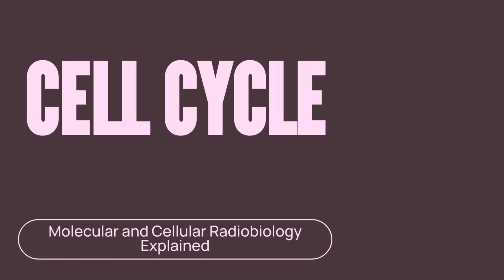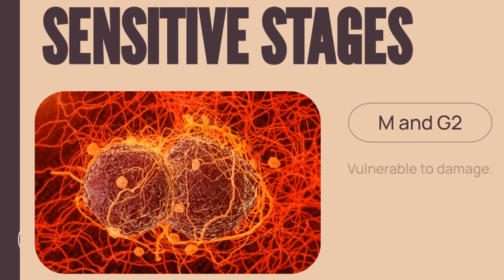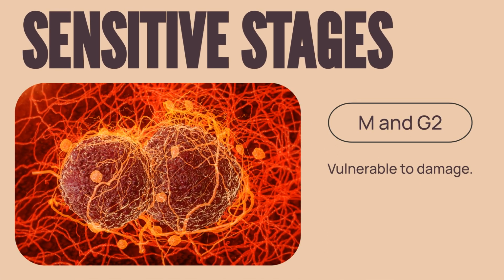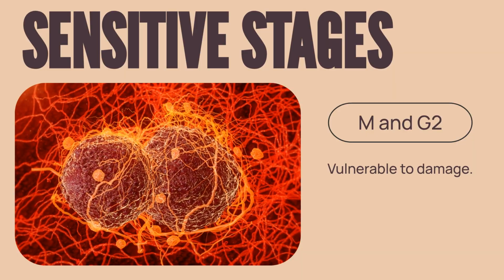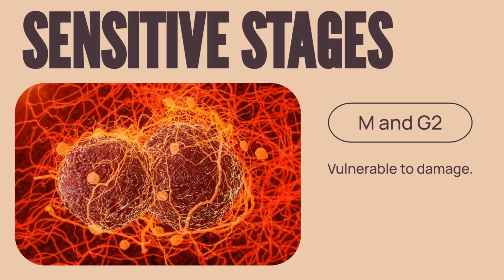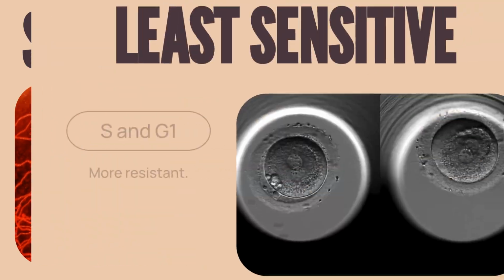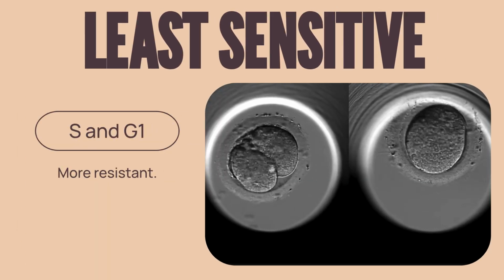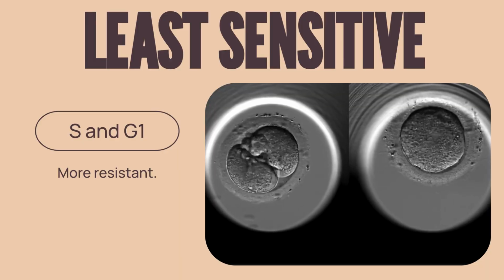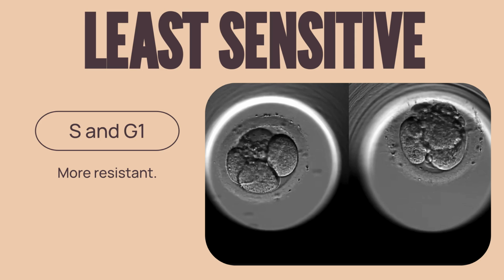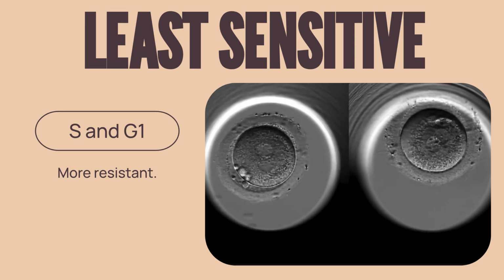Finally, let's explore how radiosensitivity varies across different stages of the cell cycle. Cells are most sensitive to radiation during the M phase, or mitosis, when chromosomes are condensed, and the G2 phase, where DNA repair mechanisms are not yet fully active. Conversely, cells are generally least sensitive during the S phase, due to active DNA repair, and the G1 phase, where cells have more time to repair damage before DNA synthesis.